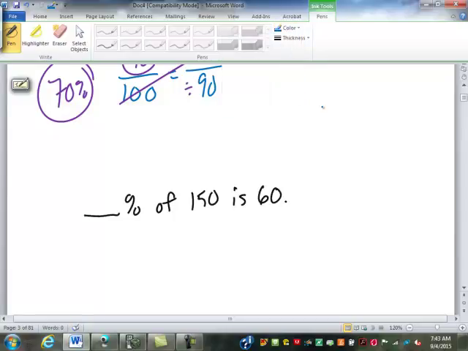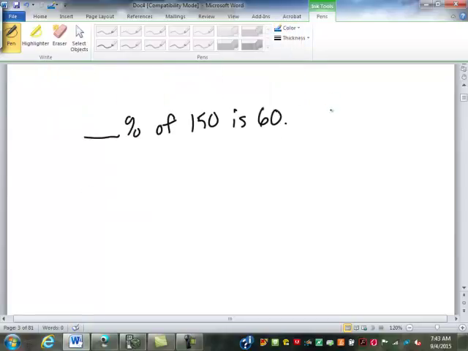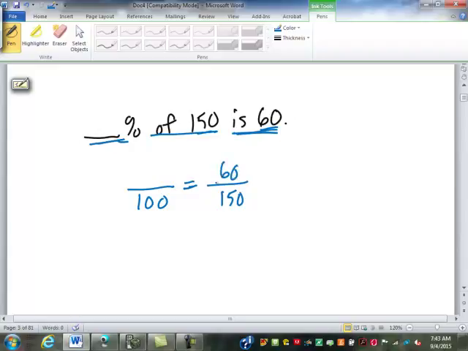Once again, set up a little different. Follows the same process. Blank percent, well, we're missing the percent, so blank over 100. Blank percent of 150 is 60. But the 150 and the 60, which one goes on top? Blank percent out of 150. That's implying the 150 goes on bottom. Blank percent is 60. The 60 is going to go on top.